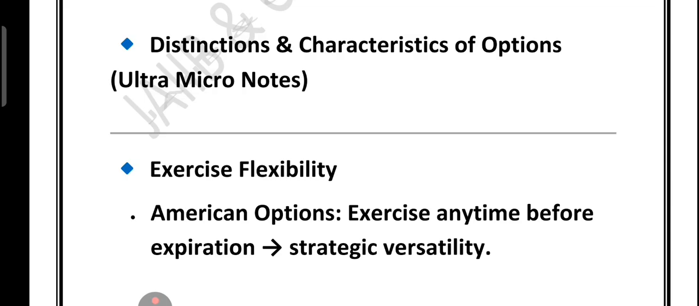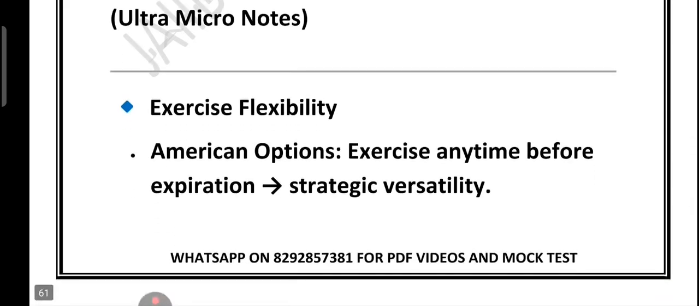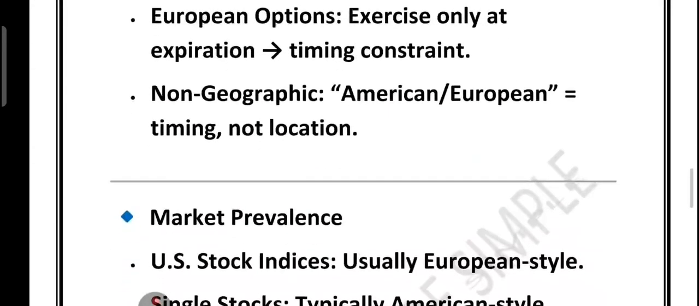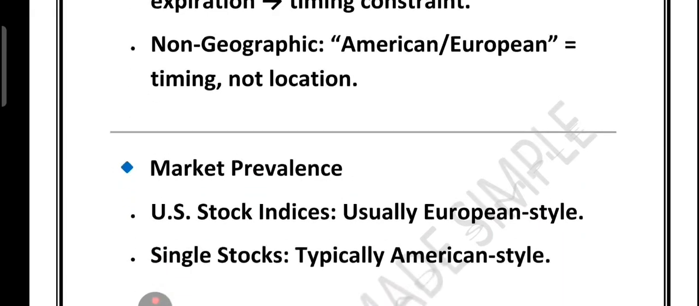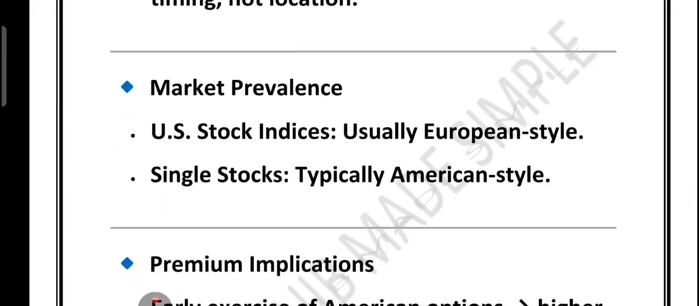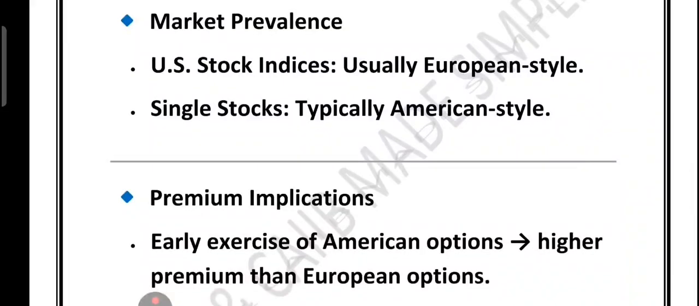Now friends, options come in two styles, American option and European option. An American option means A for America, A for any time. You can exercise the option any time before expiry. And a European option means what? You can exercise only on the expiry date, right? So American means any time, European means expiry only. Then we have the market prevalence. What does it mean? Most US stock indices use European style options, and individual stocks usually follow the American style. Remember, indices can be European and single stock means American.